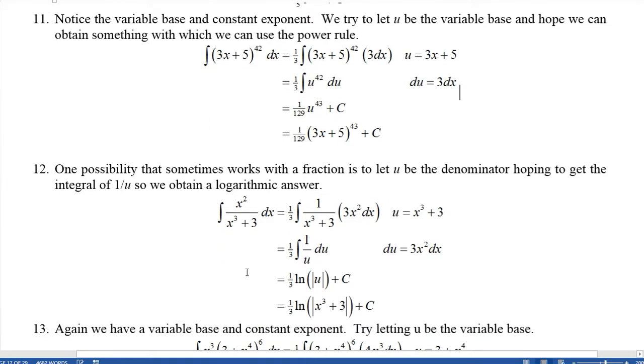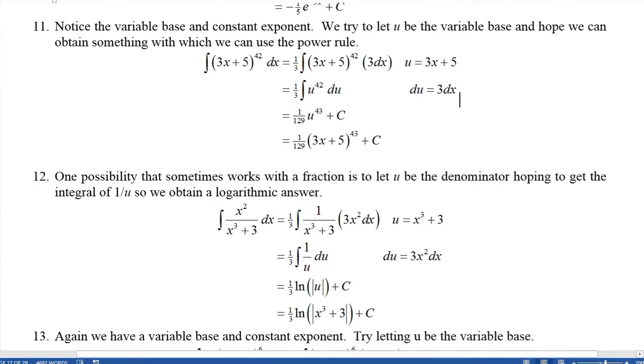Well, one thing that we can try to do when you have a fraction, sometimes this works, not always, but sometimes it works, is just try letting u be the denominator and see what happens then. If we let u be the denominator, which is x cubed plus 3, what's du? Well, the derivative of 3 is 0. The derivative of x cubed is 3x squared. So du is 3x squared dx.